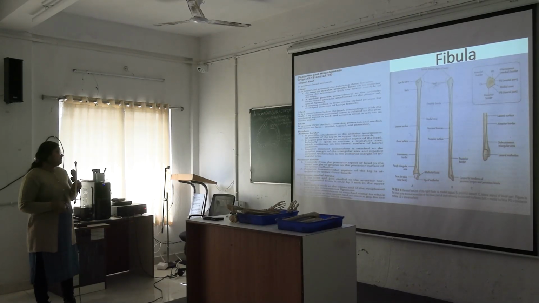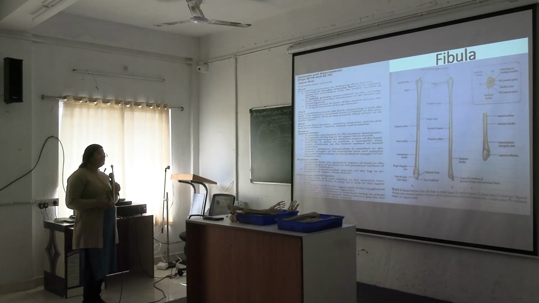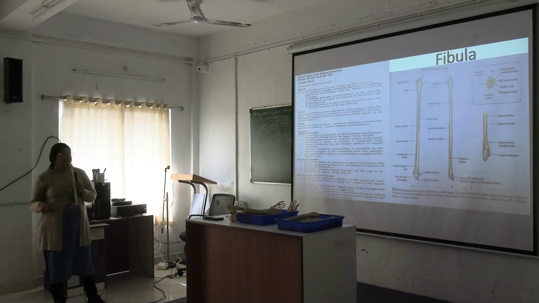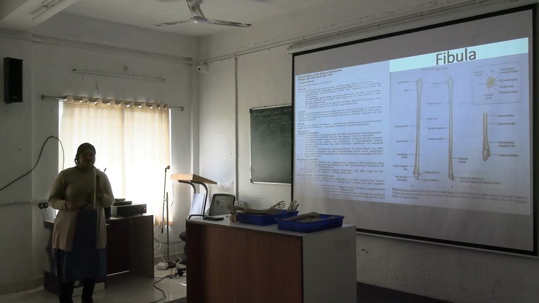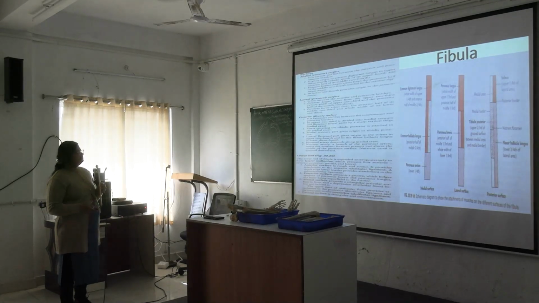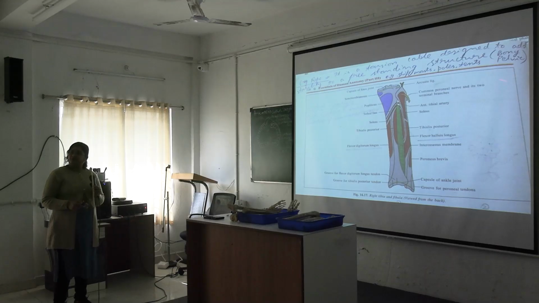The interosseous membrane is attached along its whole length except at its upper end, to leave a gap. At the upper end of the interosseous membrane, a gap is there for the passage of the anterior tibial vessels. They are coming from posterior to anterior through this gap. See here, this is the interosseous membrane. Here is the gap through which the anterior tibial artery is coming in front.